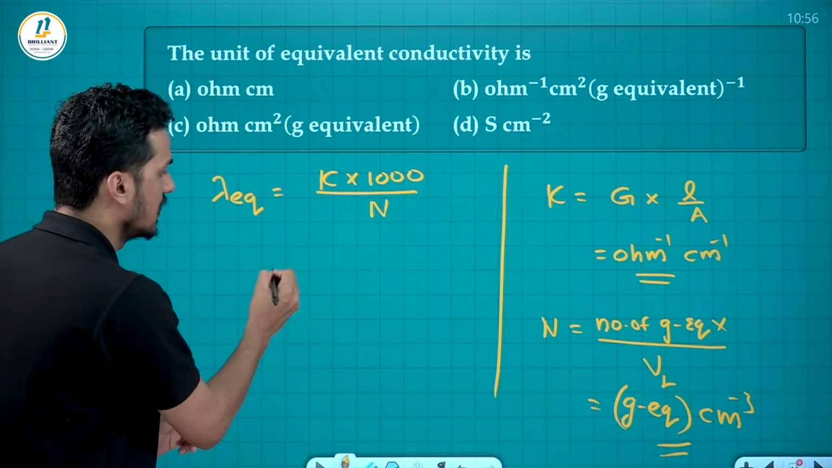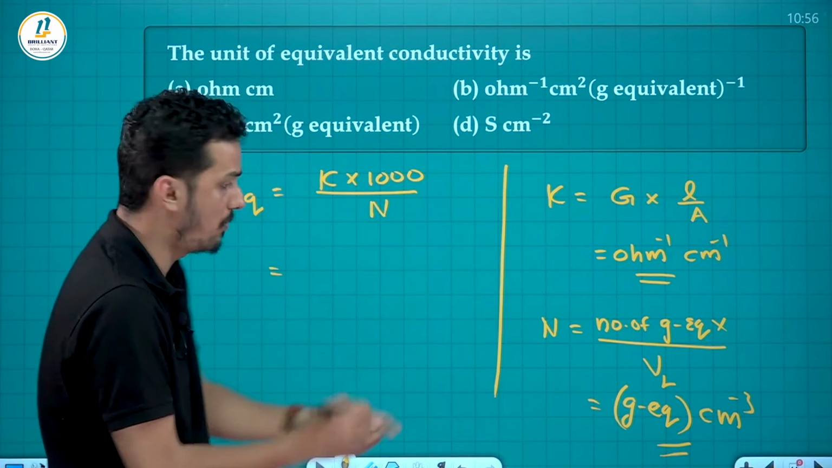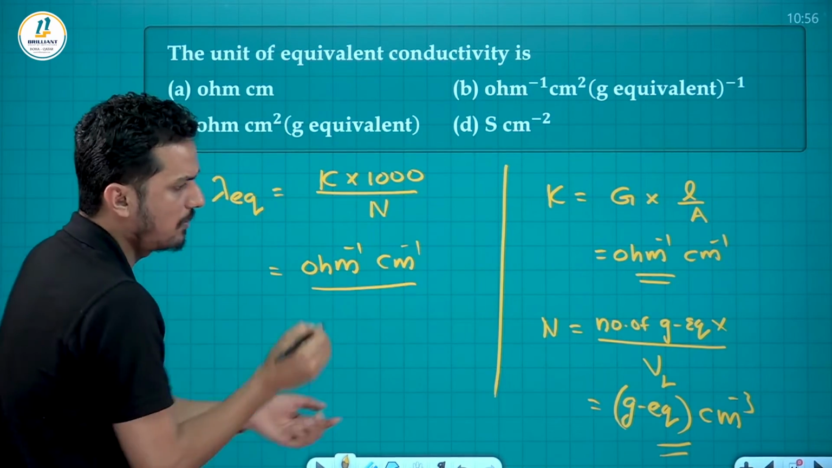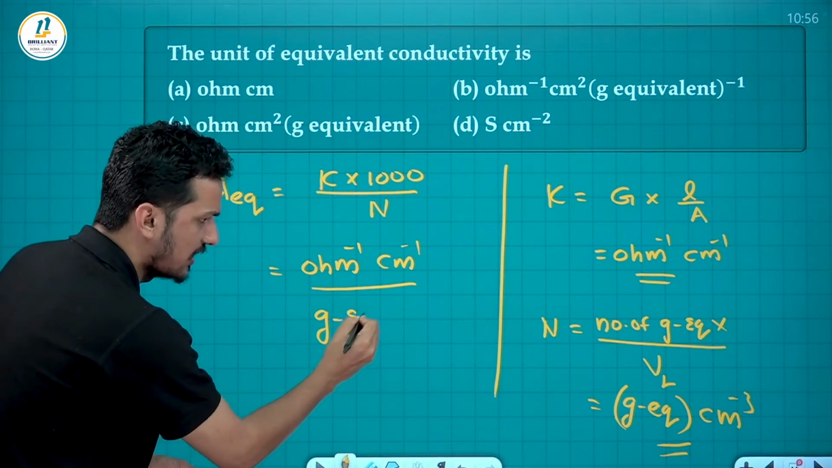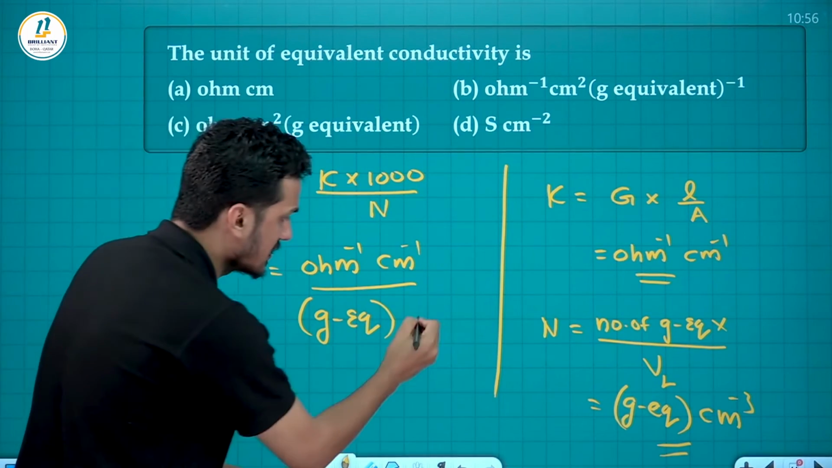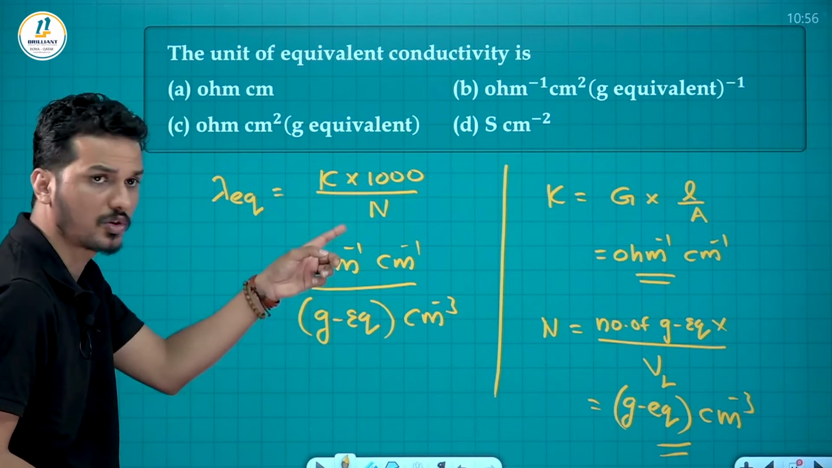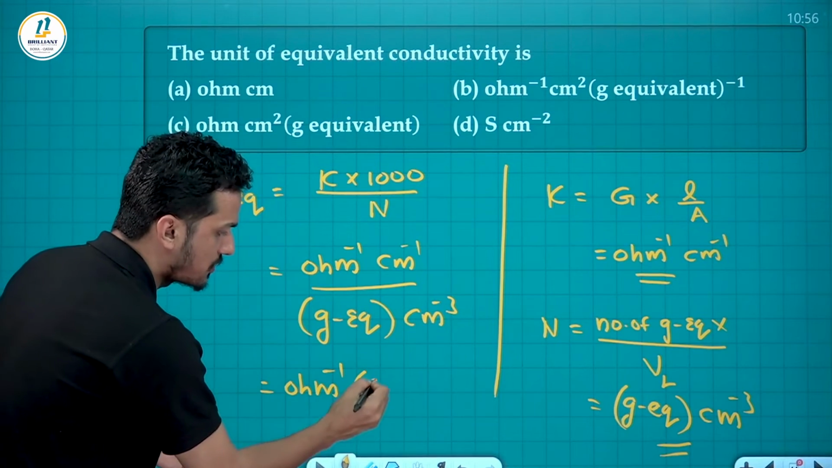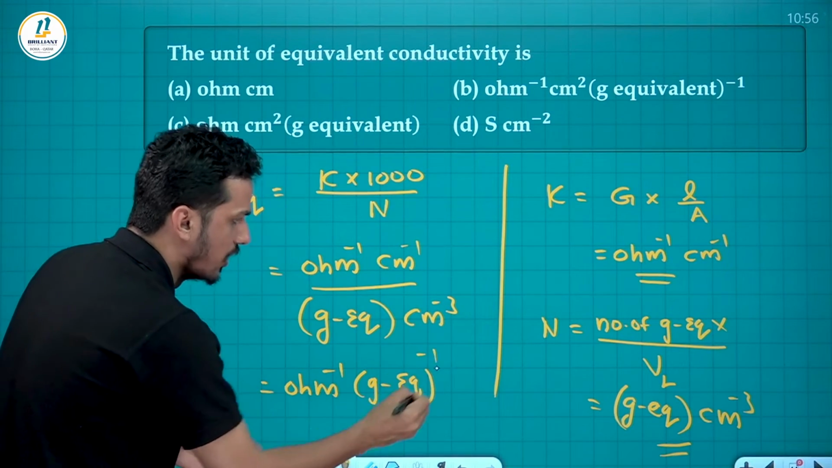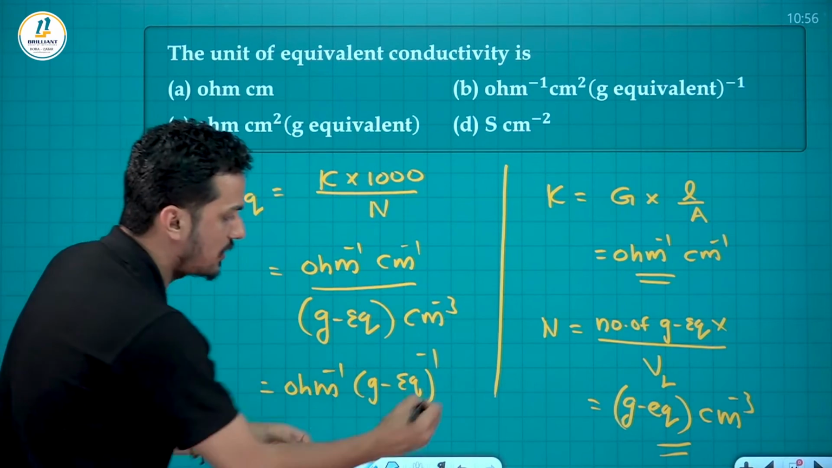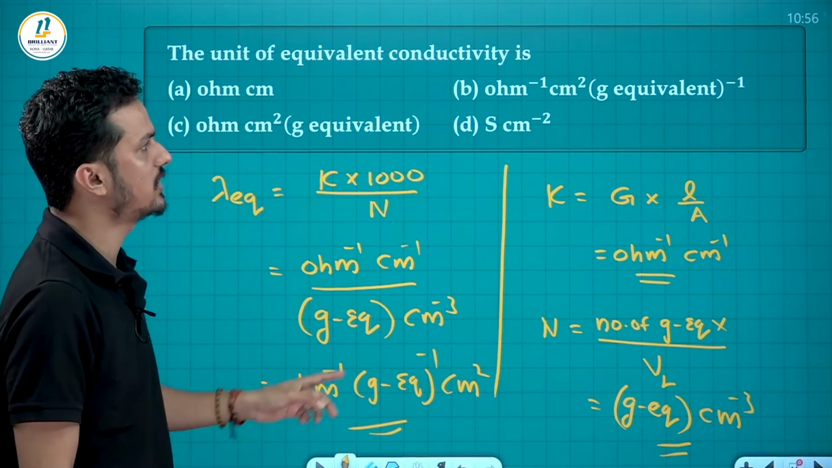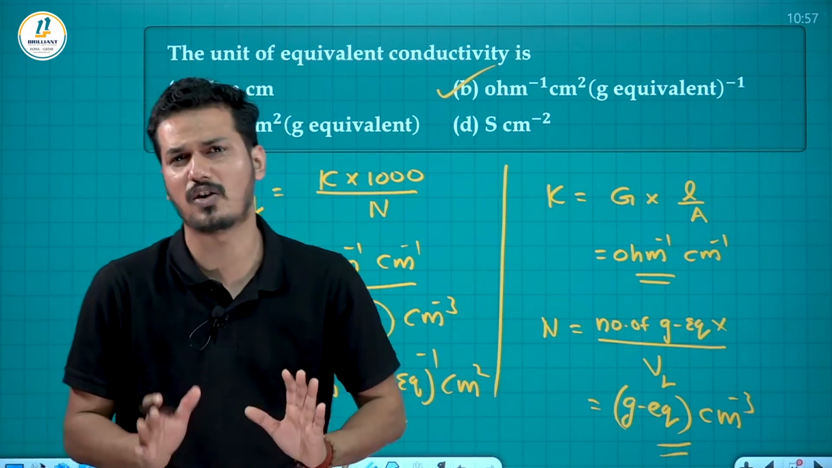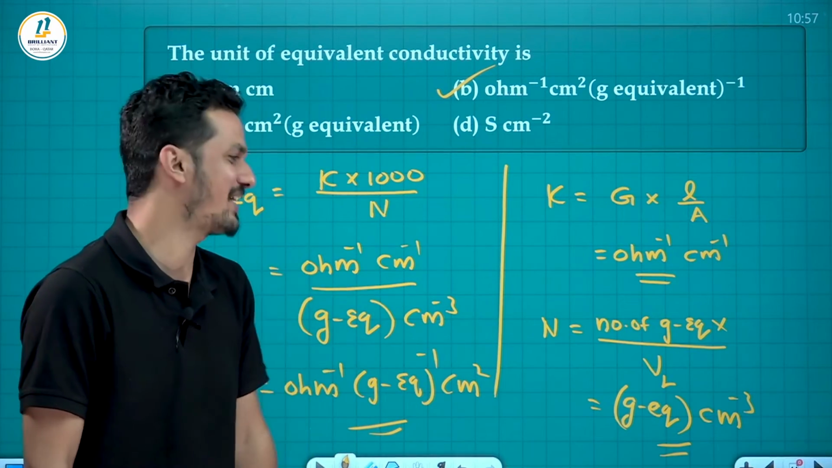So now I can substitute the values. What's the unit of kappa? Kappa unit is ohm inverse centimeter inverse. 1000 has no unit. And divide by normality, gram equivalent and centimeter raised to minus 3. Now I can take these to the top. What remains is ohm inverse, gram equivalent inverse, and centimeter raised to minus 1 times centimeter square. So ohm inverse centimeter square, gram equivalent inverse. So option B is the correct answer. I hope you guys got the unit. Yes or no? Ready? Okay, that's it.